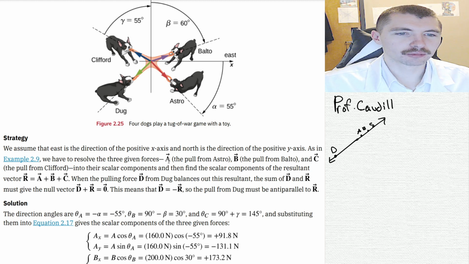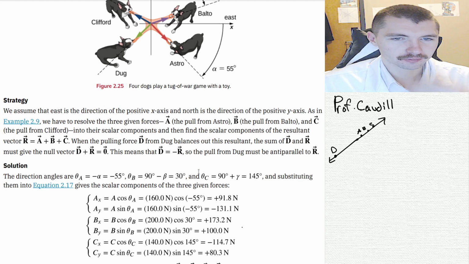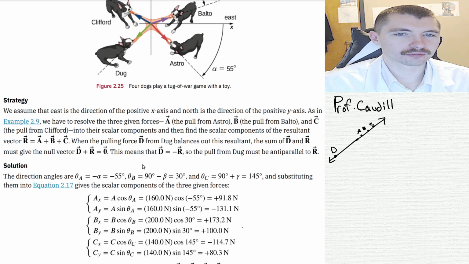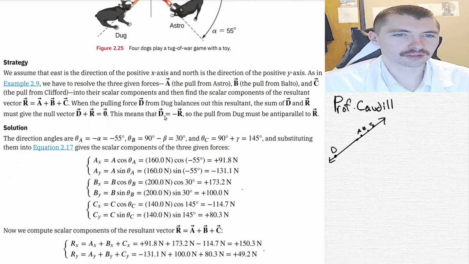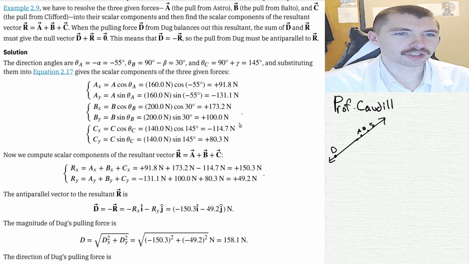So we have to break down ABC into components. We have to find the resultant, and then take the negative, and that's D. So pretty easy. Again, we were kind of close.